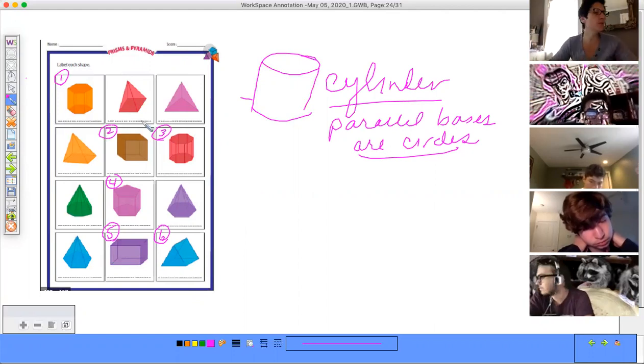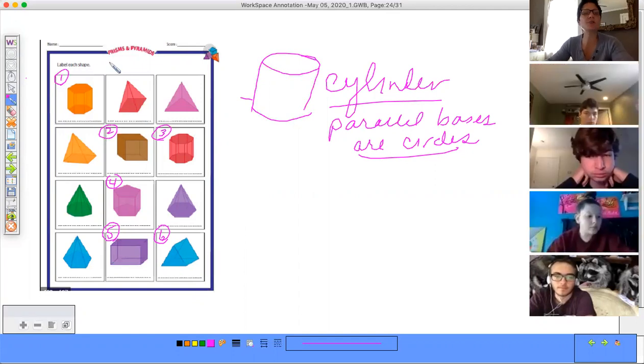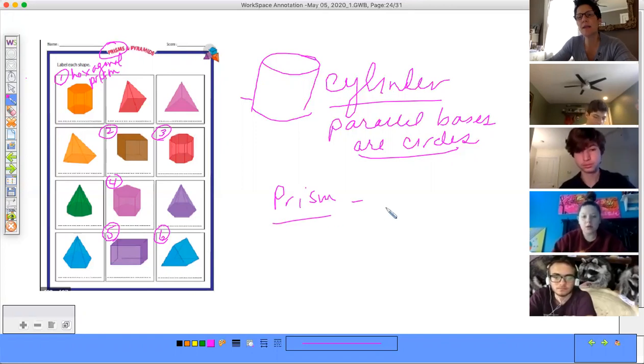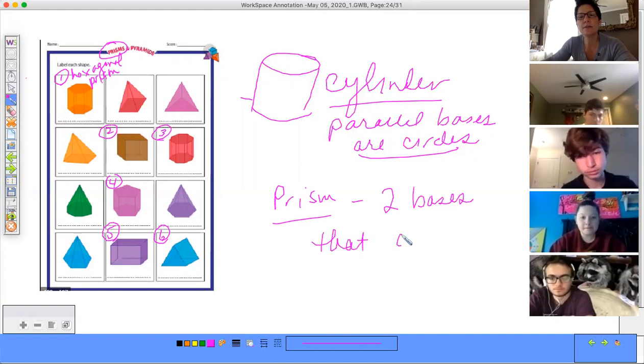Okay, so for the first one, Connor, what's the first one called? Hexagonal prism. It's a prism, right? What makes something a prism is that it has what? Anybody want to shout that out? Two bases that are parallel, good.